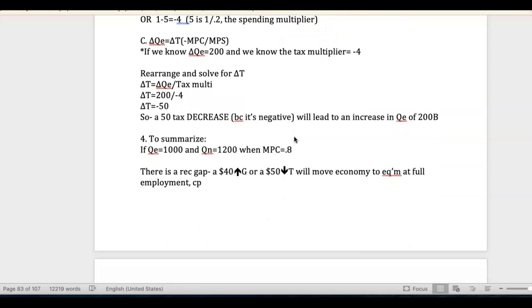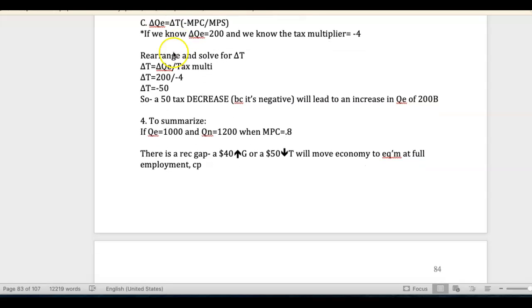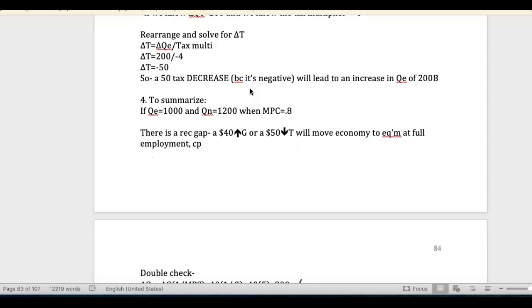So now we're ready to do the calculations. So same type of calculation on this side, on the left side of the equal sign, is where we want to go. So we know that we want an increase here. We don't know what tax decrease we need, but we do know our tax multiplier. So we can fill in the blanks. So we know that the change in output is 200, and we know that the tax multiplier is negative 4. So we're going to rearrange and solve for t. So that means it's 200 divided by negative 4, which is negative 50.